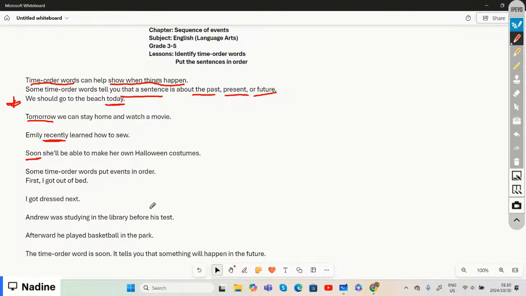Then some of our time order words also put the events in order. For example, if you write something and you want to write things that are happening in order, you say things like, first I got out of bed. I got dressed next. So what did you do after you got out of bed? I got dressed next. That is an example of how time order words put events in order.